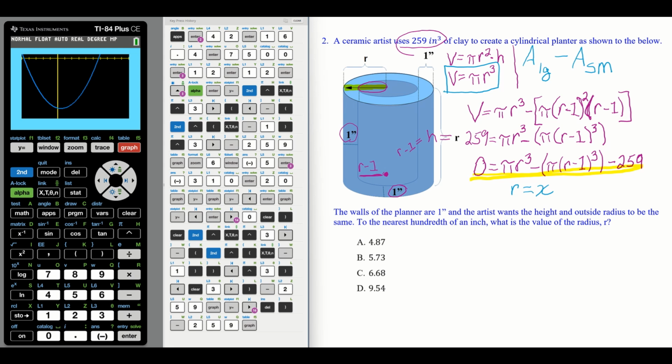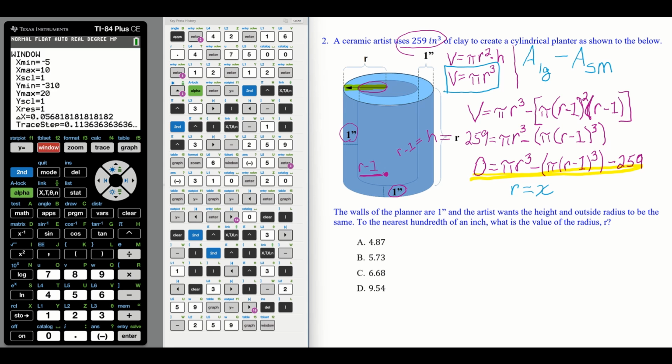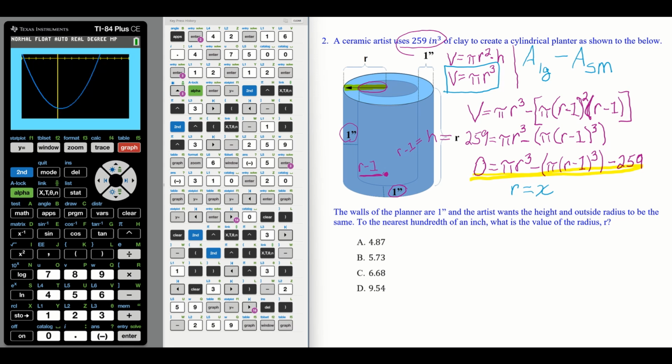So let me go back and show you my window again. It's a minimum x of -5, a maximum of 10. And you could stop your video too if I'm going too fast and write these down real quick, or try it on your own calculator. Now notice I have a minimum for my y of -310 and a maximum of 20. So let's go look at our graph.